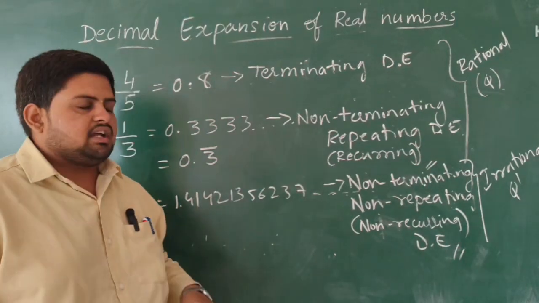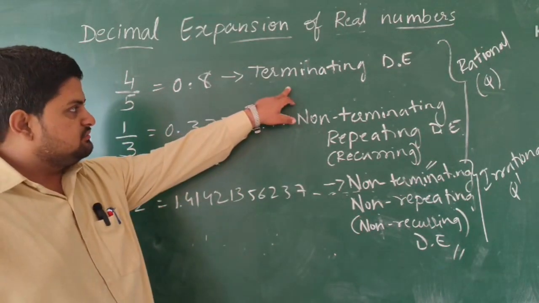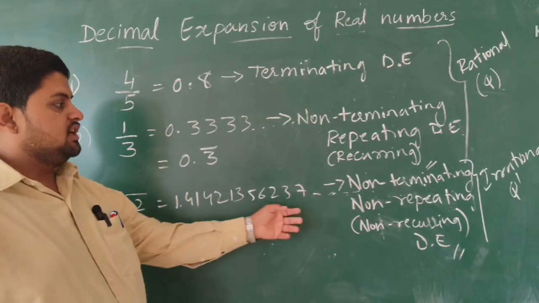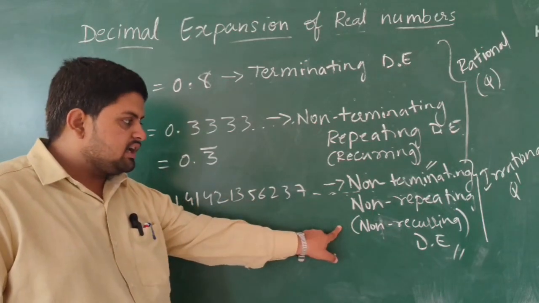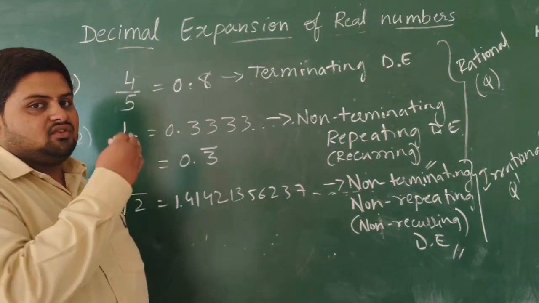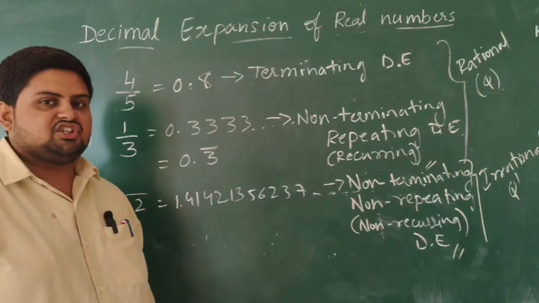Always remember, rational numbers will always have only two kinds of decimal expansion, either terminating or non-terminating repeating, whereas all irrational numbers will have non-terminating, non-recurring decimal expansion. Now quickly try to write the decimal expansion of these numbers on the screen and tell which kind of decimal expansion they have.